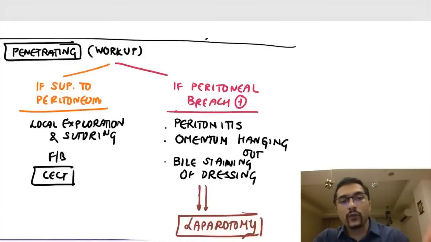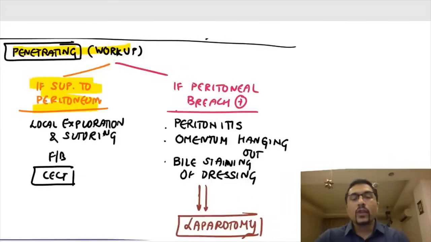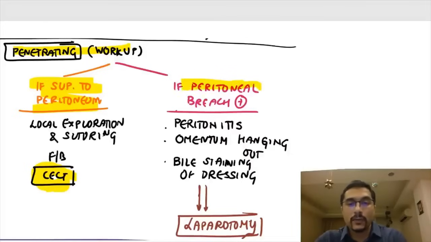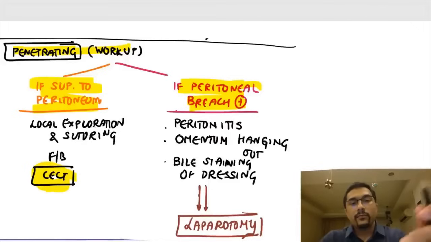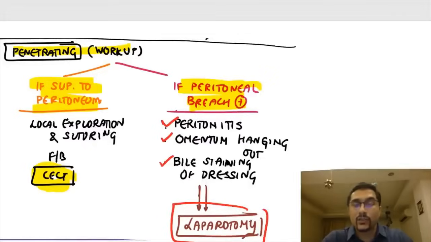So please remember, if you have a penetrating abdominal wound, just remember any wound superficial to the peritoneum, above the peritoneum, you can just suture the wound and send the patient for a CT for further evaluation. You know, CECT is contrast enhanced CT scan. But if there is a peritoneal breach, that means the peritoneum has been breached. Okay, in that case, we have to do a laparotomy, especially if there's peritonitis, if the omentum is hanging out, or if there is bile staining of the dressing.